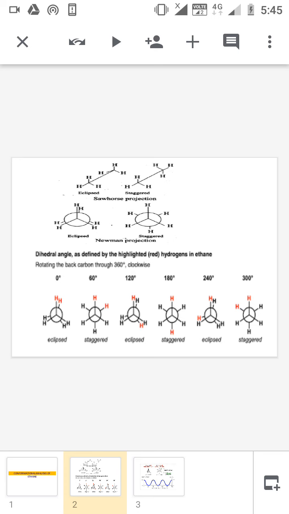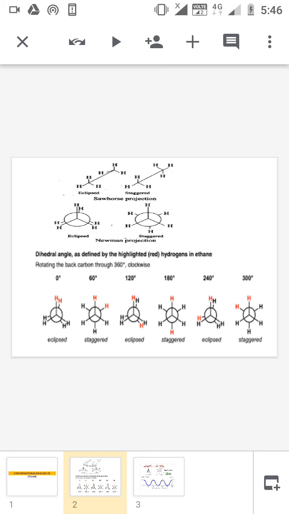Okay, so consider again we are moving back to ethane. In ethane, consider the C-C sigma bond as a spring. So if you fix one end of the spring and rotate the other end, we will get an infinite number of three-dimensional arrangements. These are represented at the bottom of the slide.